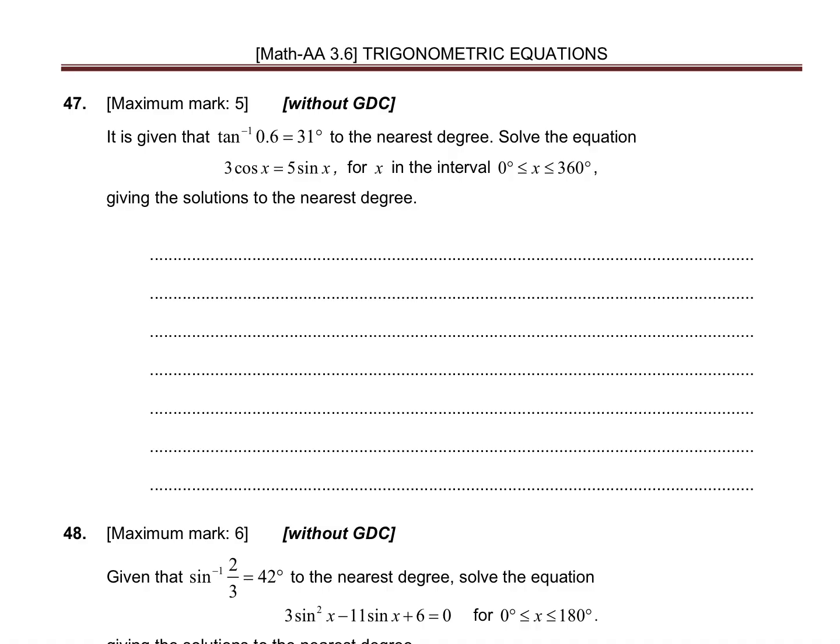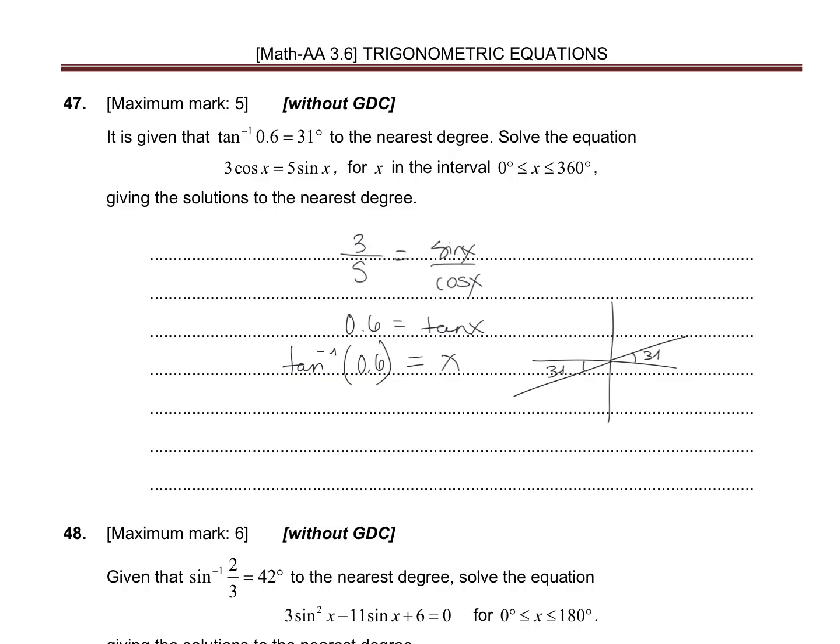Okay, 47 without graphing calculator. So we're going to have 3 over 5 equals sine over cosine. 3 over 5 is 0.6, and tangent x here. So we have x is tangent inverse 0.6. So it's 31 degrees. It's tangent, it's positive. So we've got here and here.